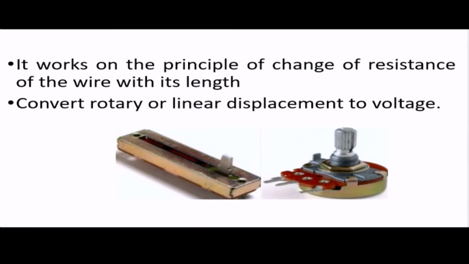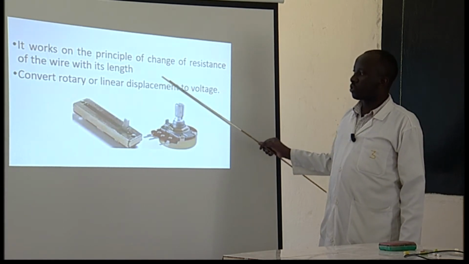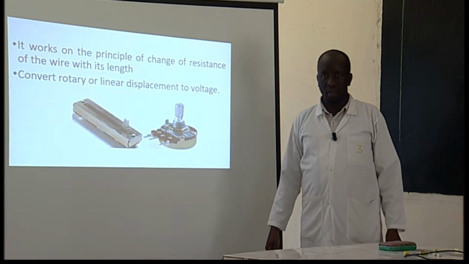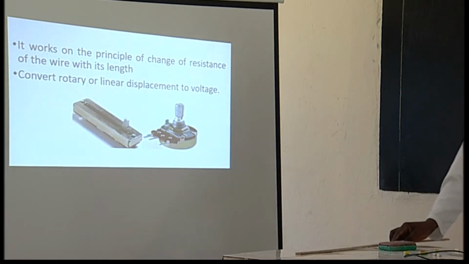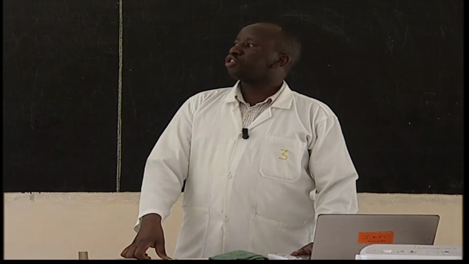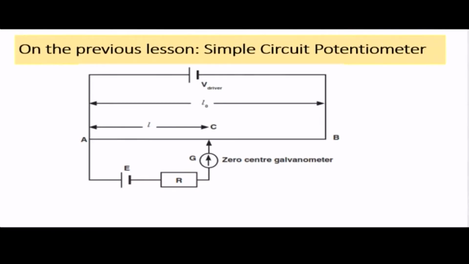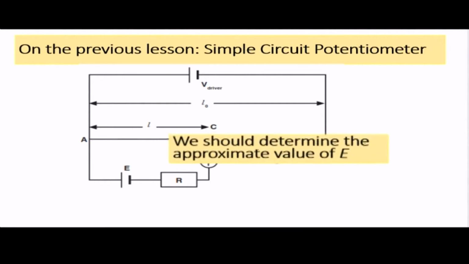This is another point that we are having right now. But for this one, we have said that it works on the principle of change of resistance of the wire with its length. So I think we have now to make a very simple demonstration with the material that I have in front of you. Because the point in the previous lesson was the simple potentiometer circuit. That is a point that we discussed last time.